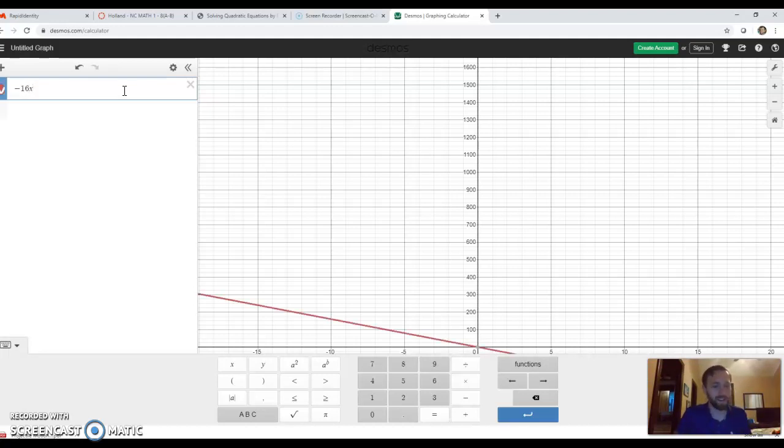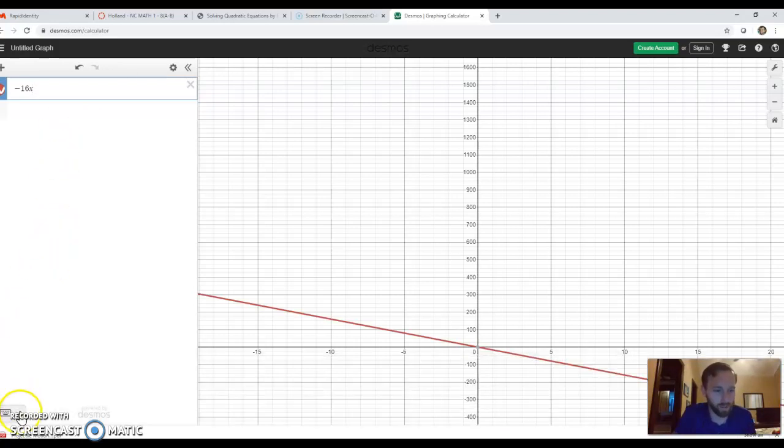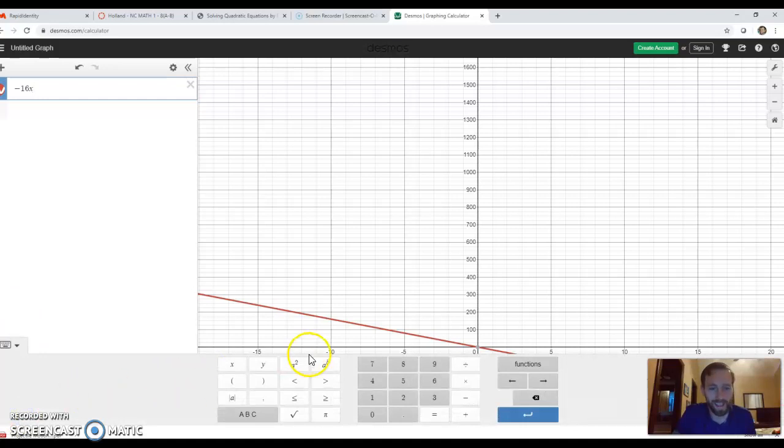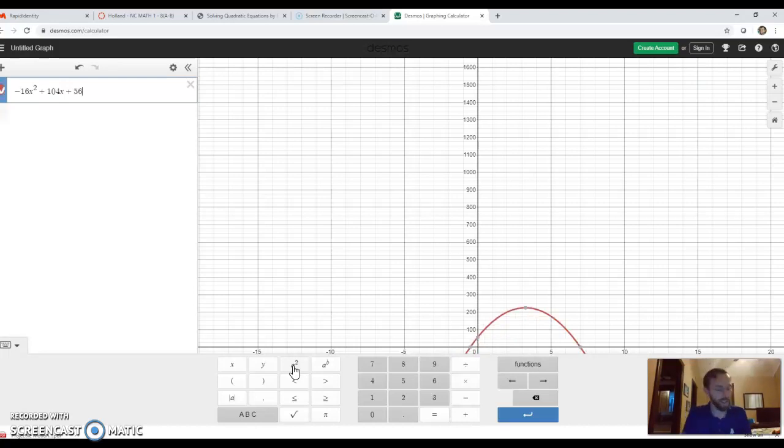So -16x, and then I'm going to go to the keyboard mode and press squared at the bottom. This is how you put an exponent in. So -16x squared, plus, not equals, plus 104x, and then plus 56. And you're going to notice that my parabola is kind of hard to read.